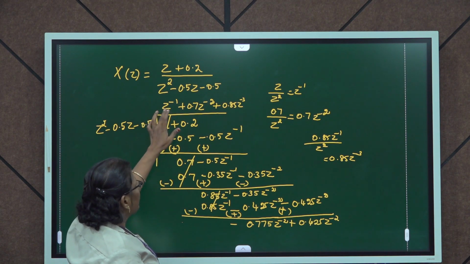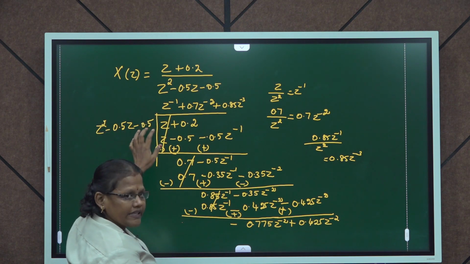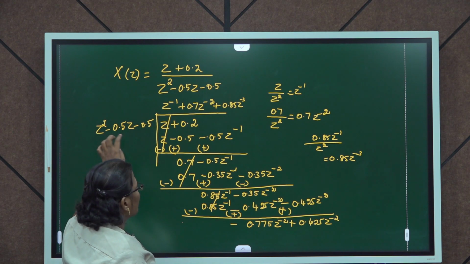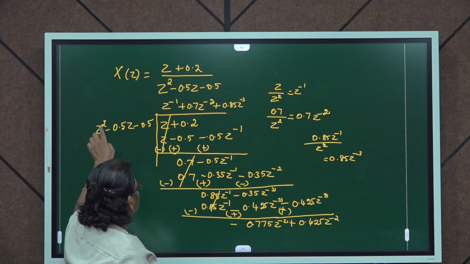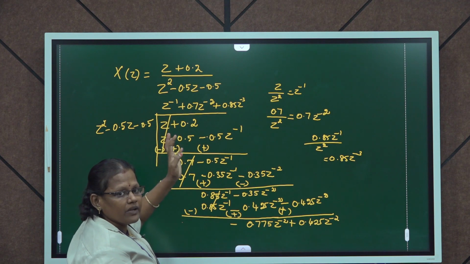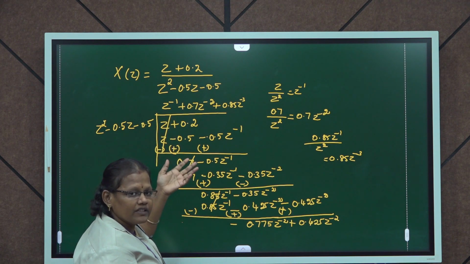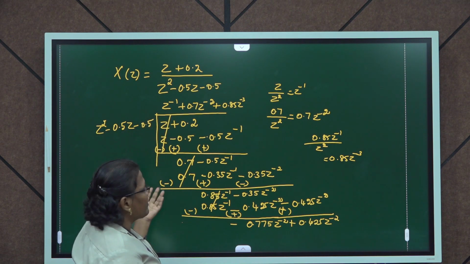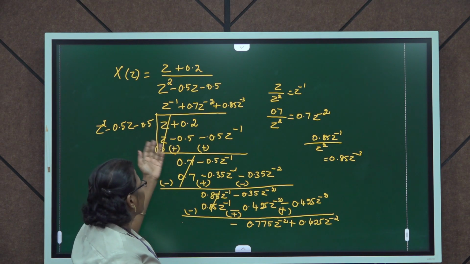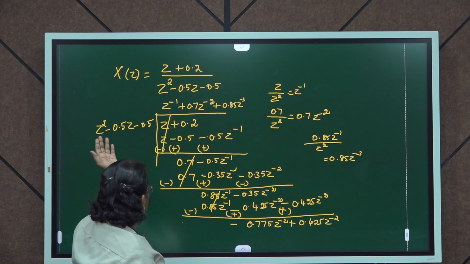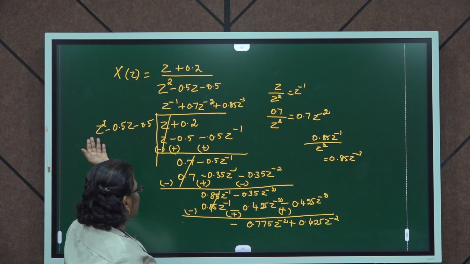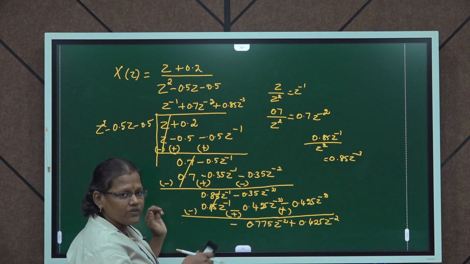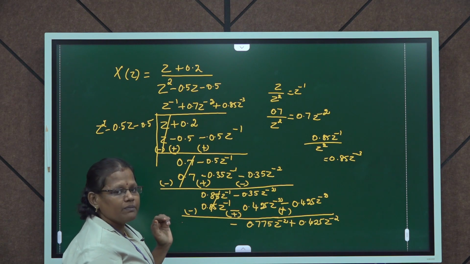So, we have to multiply this z power minus 1 with all these three terms. We will get z power minus 1 into z square, which will be z. If the base is same, the powers have to be added. By using that same formula, z square into z power minus 1 can be written as z, and you multiply 0.7 z power minus 2 with z square. So, 0.7 z power minus 2 into z square, z square into z power minus 2, will become z power 0.